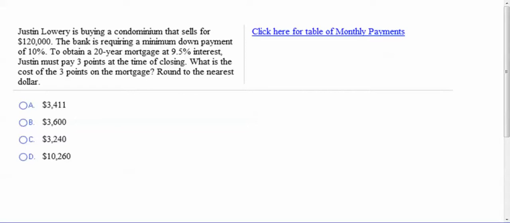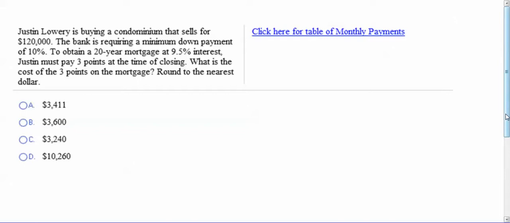Remember, a point is equal to 1% of how much is borrowed, or of the mortgage amount. So 3 points would be 3% of the amount borrowed. Now the reason you would pay points is that points reduce your interest rate. So if he did not pay the points in this problem, most likely his interest rate wouldn't be 9.5%, but it might be 11 or 12% interest rate. So he's paying interest up front in the form of points to get a lower interest rate of 9.5%, which would then give him a lower monthly mortgage payment. Because if his interest rate was 10.5 or 11%, his monthly mortgage payment would be higher.